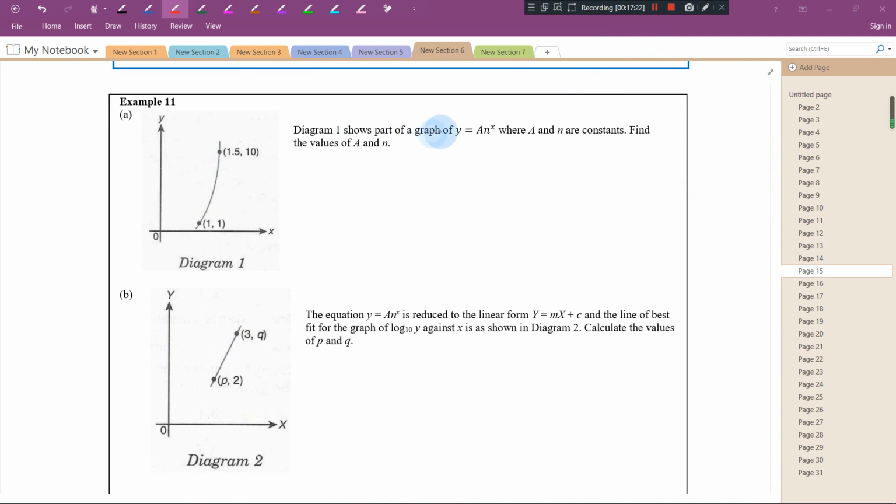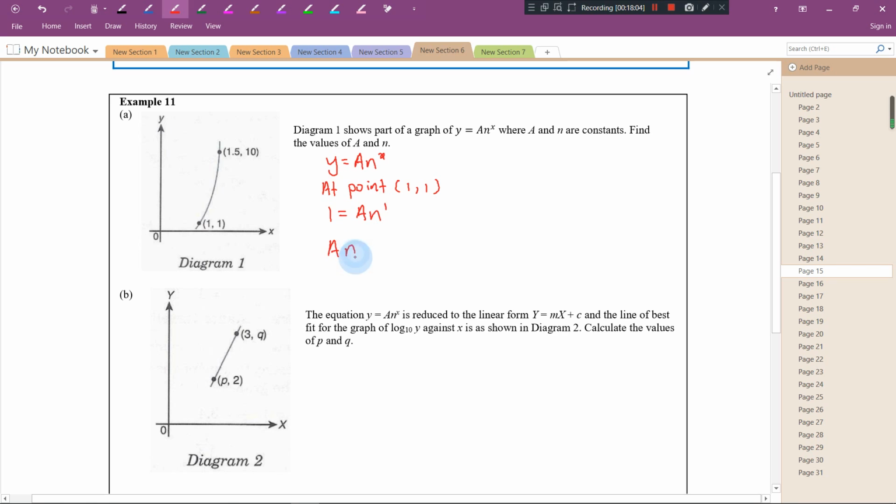Diagram 1 shows part of the graph y equal to a n to the power of x, where a and n are constants. Find the value of a and n. So this is y against x. This is a curve, a non-linear relation. y equal to a n raised to the power of x. I think I need to form 2 equations first. At point 1, 1. This is y against x, right? So this is x, this is y. So y is equal to 1, a n raised to the power of x is equal to 1.